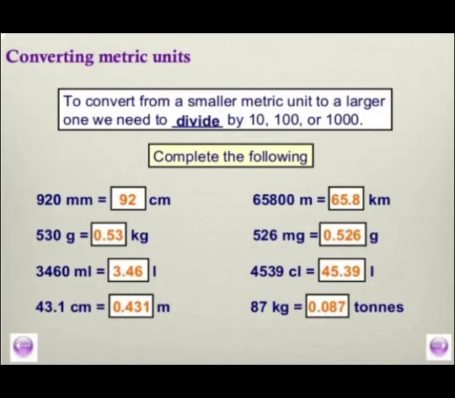Here's another example to convert metric units, this time from a smaller unit to a larger one. 920 mm is equal to 92 centimeters. 530 grams is equal to 0.53 kilograms. 3,460 ml is equal to 3.46 liters. 43.1 cm is equal to 0.431 meters. 65,800 meters is equal to 65.8 kilometers. 526 milligrams is equal to 0.526 grams. 4,539 cl is equal to 45.39 liters. 87 kilograms is equal to 0.087 tons.